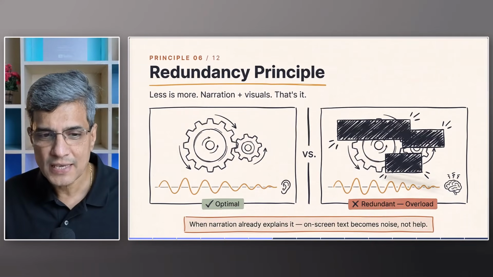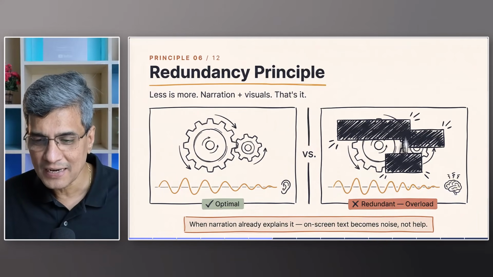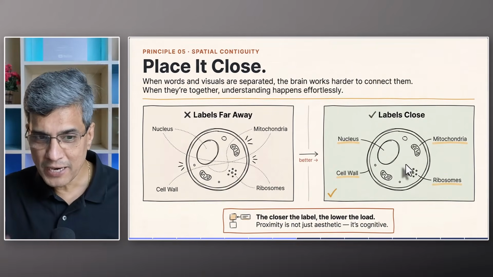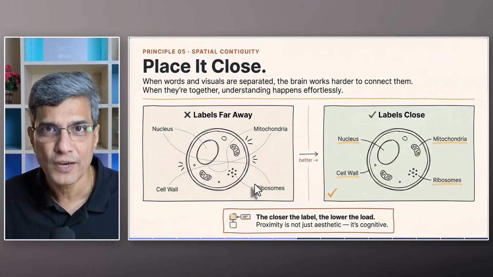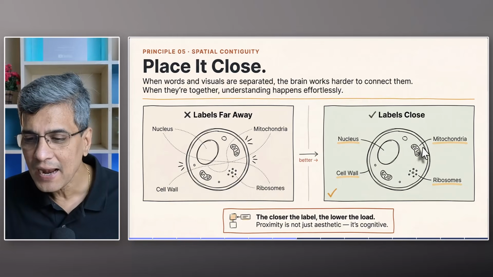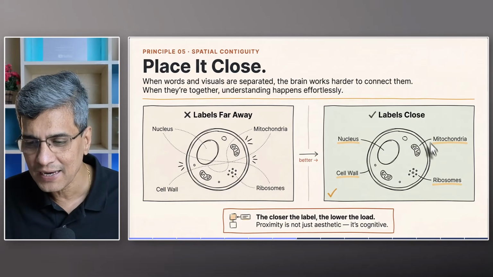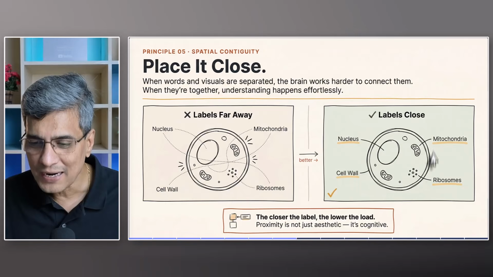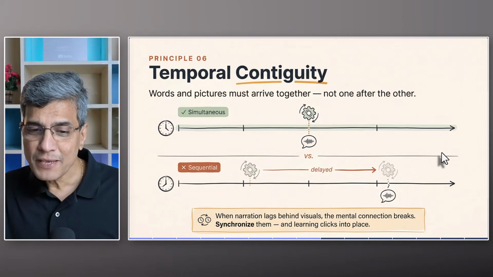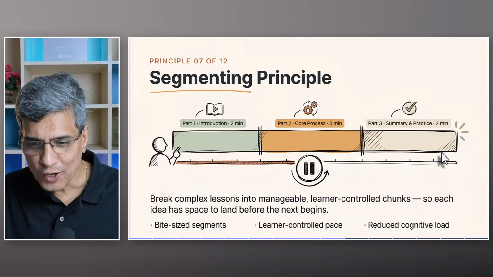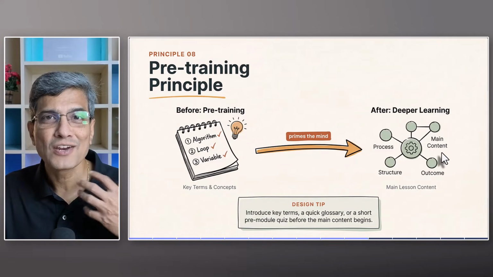The next one is redundancy principle. You can see that there is an overload because of redundant information. The next one is spatial contiguity, how by placing labels far away you make it difficult for the audience to understand the information, and how by keeping them close and connected it is easy for the audience to understand your information. It is so beautifully illustrated. Every piece of illustration is so spot on, and the look and feel is what I really love.